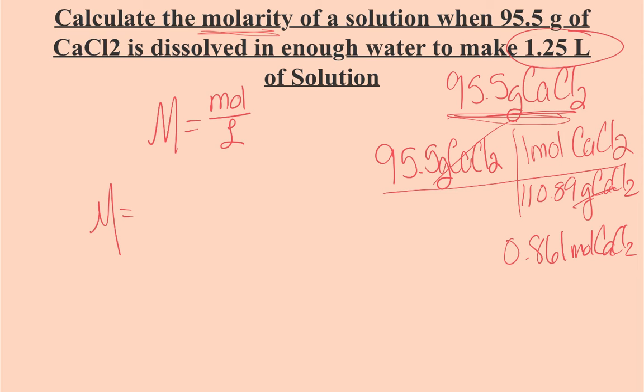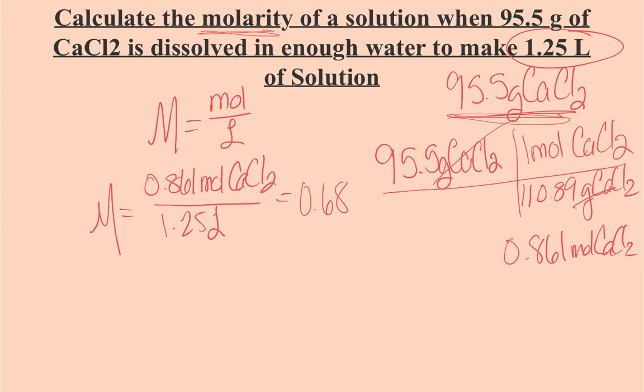So in order to calculate my molarity, I put my moles of solute up top, 0.861 moles of calcium chloride, and I'm going to make a 1.25 liter solution. And I get 0.68 molarity. So if I dissolve 95.5 grams of calcium chloride in enough water to make 1.25 liters of a solution, then I'm going to get a 0.68 molar solution of calcium chloride.